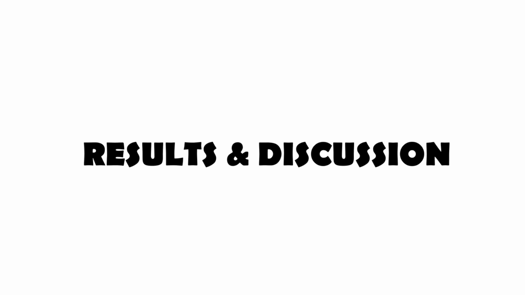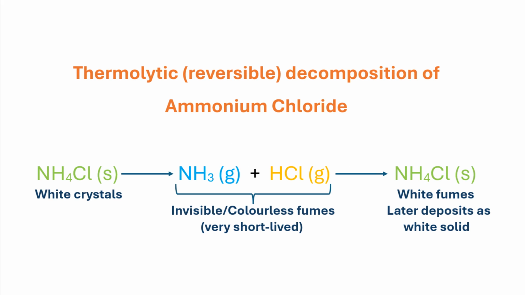Results and discussion: the reversible thermolytic decomposition of ammonium chloride is represented by the chemical equation shown here. The gaseous phase formed by heating solid ammonium chloride is actually a mixture of ammonia and hydrogen chloride gas. It is worth noting here that the gas formed is not ammonium chloride in vapor phase. As the mixture of ammonia and hydrogen chloride gases reach the cooler parts of the funnel, they chemically recombine to form solid ammonium chloride again, which is seen as white deposits on the inner walls of the funnel.